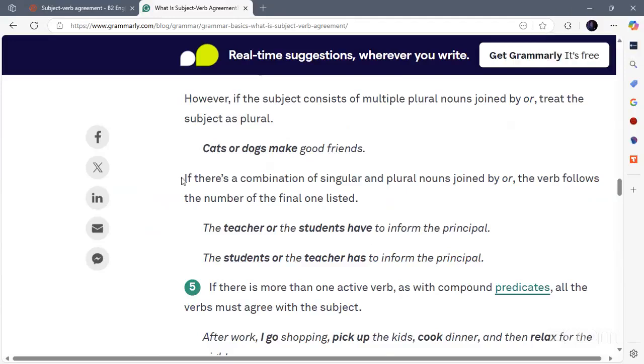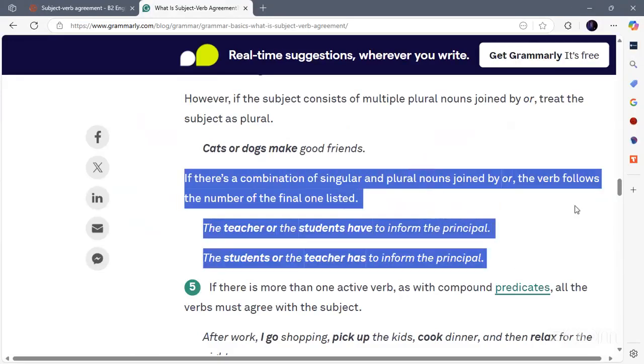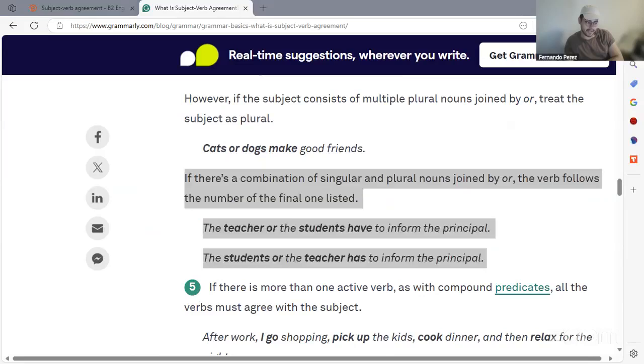Read this rule. If there is a combination of singular and plural nouns joined by or, the verb follows the number of the final one listed. The teacher or the students have to inform the principal. The students or the teacher has to inform the principal. What do you observe here?